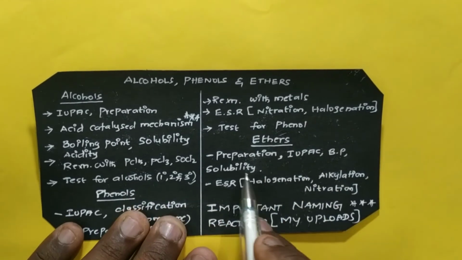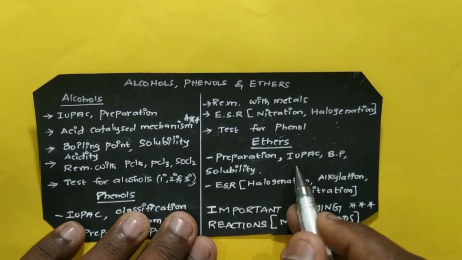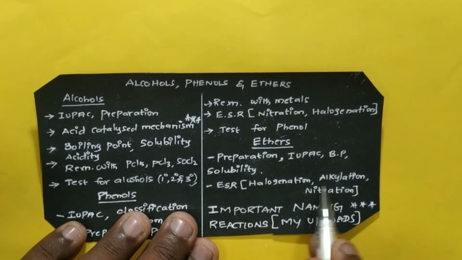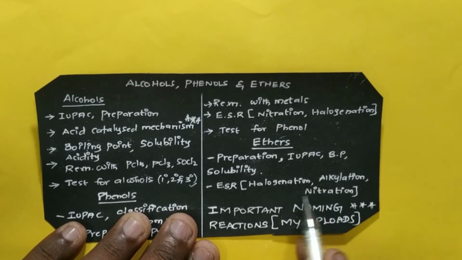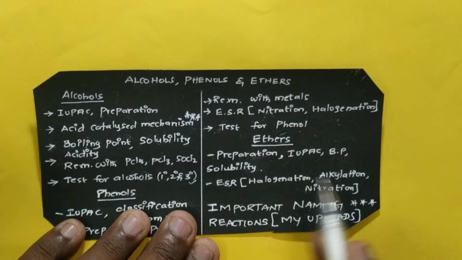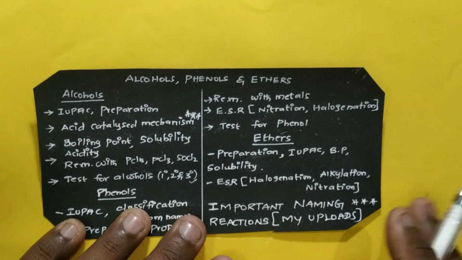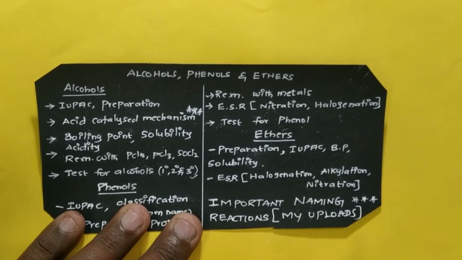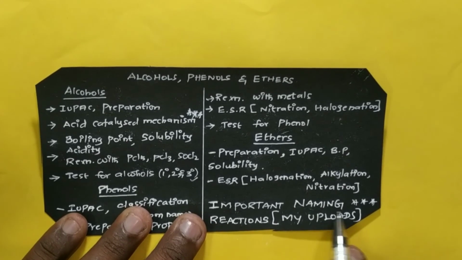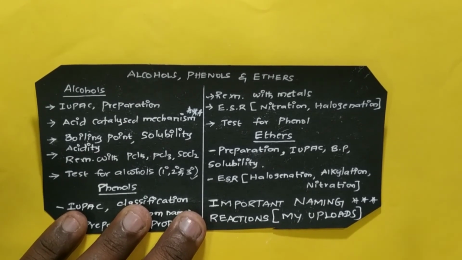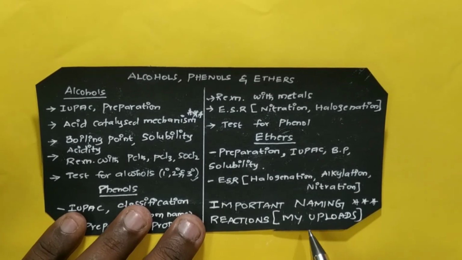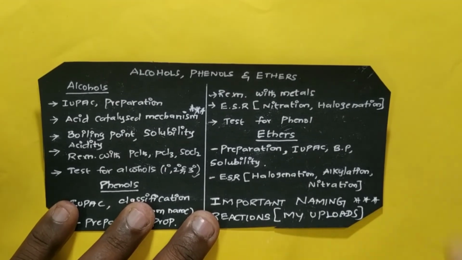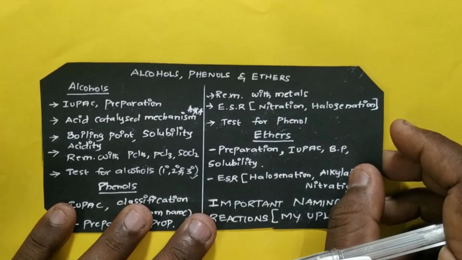And ethers also. Here they'll be asking naming reactions, IUPAC, boiling point and solubility. Here also electrophilic substitution reaction will be there. Here it is a highly activating group, so we need to be careful with electrophilic substitution reactions. And in all the cases, the important naming reactions: you just go and watch my uploads. On important naming reactions, there are totally 4 parts. I'll give the link in the i-card section. You just go and watch, and you'll get a good idea about this.